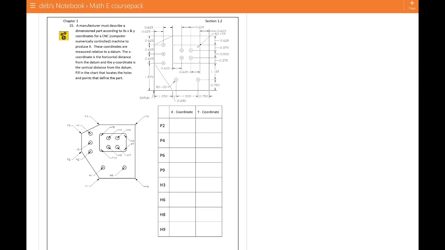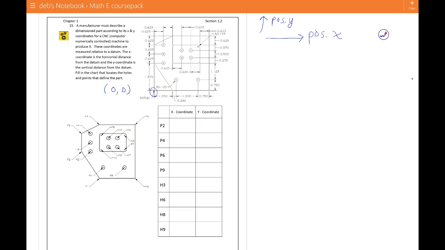So this is the homework problem that I was asked about. And basically what you're doing is saying this datum point here is 0, 0 on a two-dimensional coordinate plane. So if you're going right and left, that's the x direction. So to the right is a positive x direction. And then up is the positive y direction.